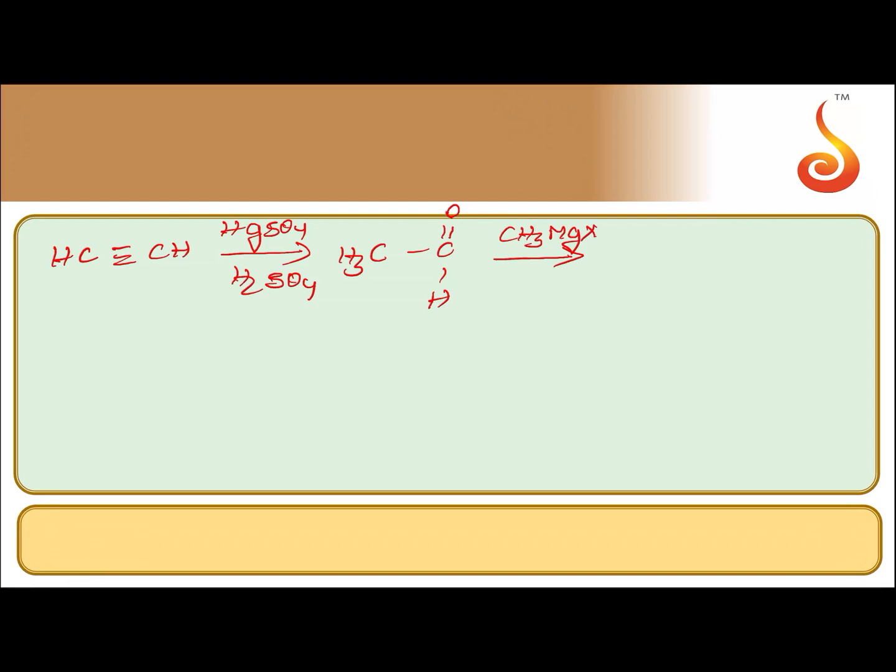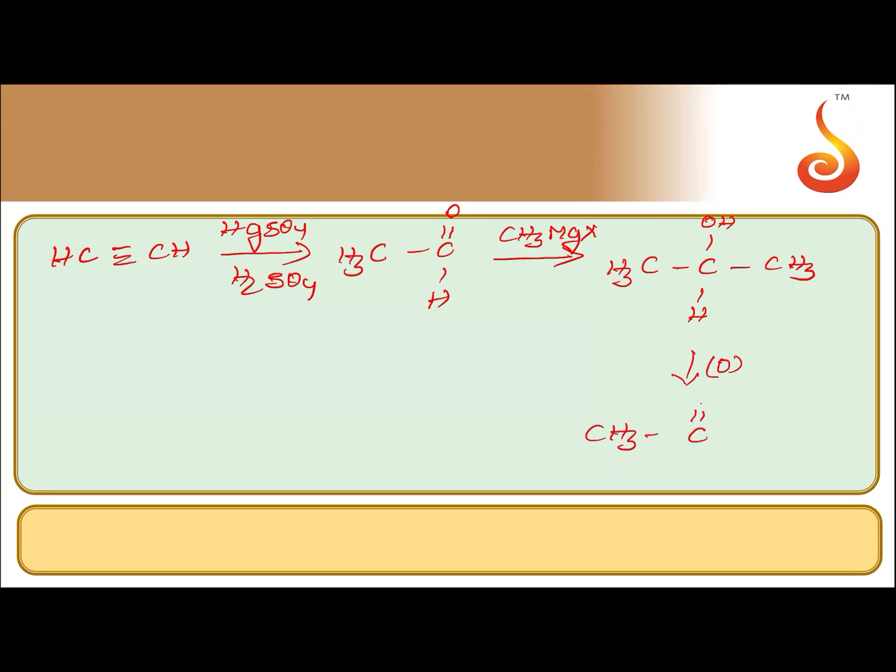Now this is treated with which compound? CH3MgX. So what will I get? Secondary alcohol I will get. So what is the secondary alcohol? CH3 CHOH CH3. This is the secondary alcohol.